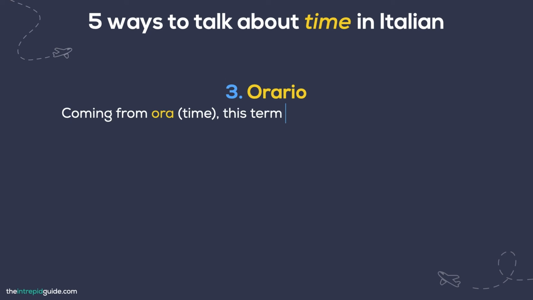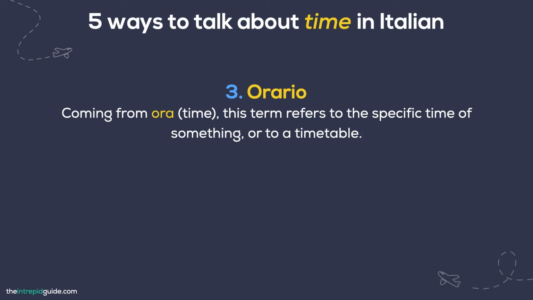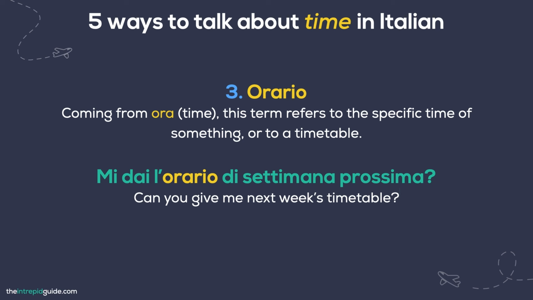The next term is Orario. Orario. Coming from ora for time, this term refers to the specific time of something or to a timetable. For example, Mi dai l'orario di settimana prossima? Can you give me next week's timetable?